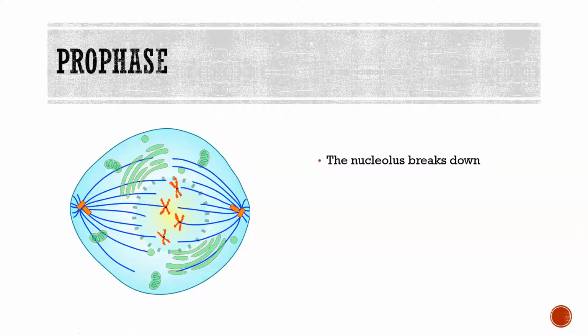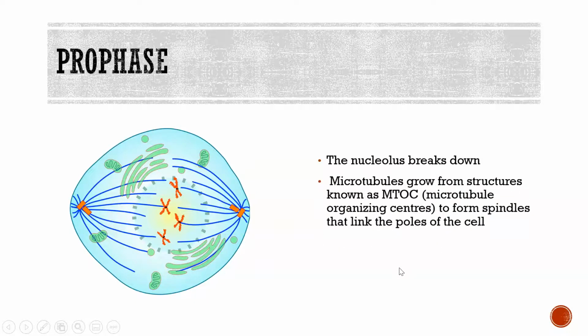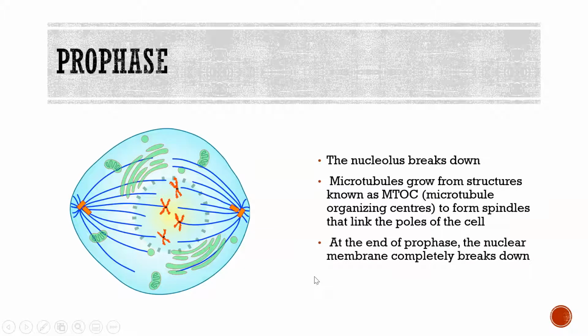So our DNA has supercoiled. The nucleolus has broken down, see, that's broken down there. Microtubules grow from structures that we call MTOC, microtubule organizing centers, and they form spindles that link across the poles of the cells. At the end of the prophase, the nuclear membrane then breaks down.